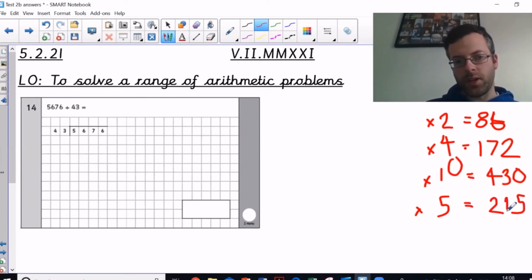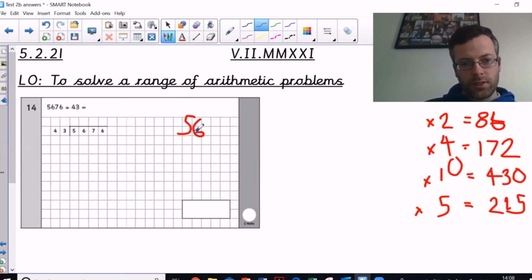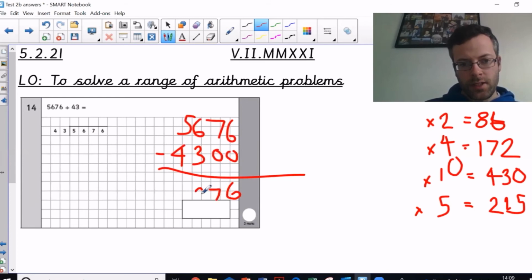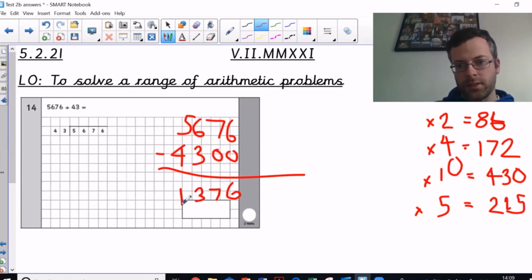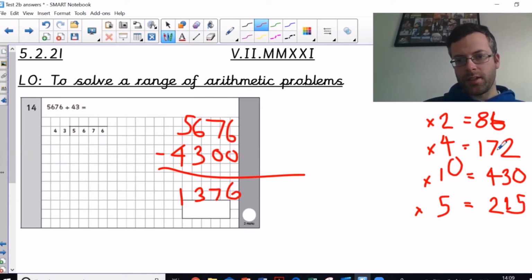So now I look and I think, what can I take away? Well, I'm going to take away 4,300. So I've got 5,676, and I'm going to take away 4,300. So I'm left with 6 ones, 7 tens, 300s, and 1,000. Then I'm going to take away 860. Oh, I need to write mine out.